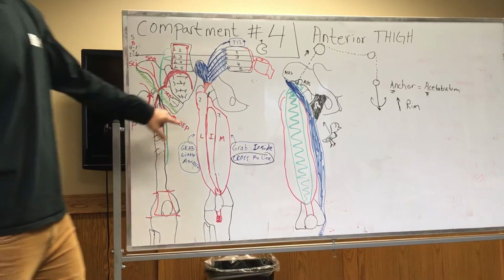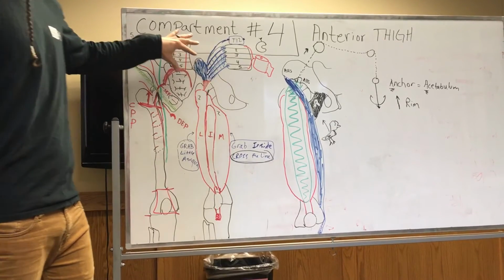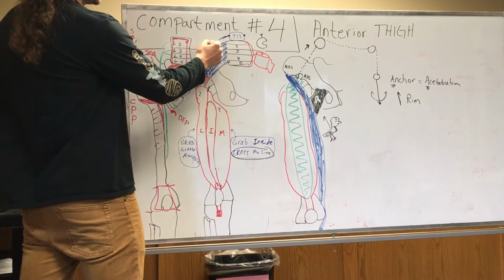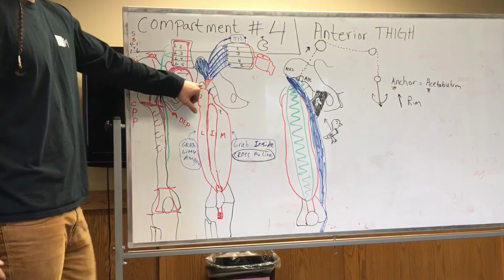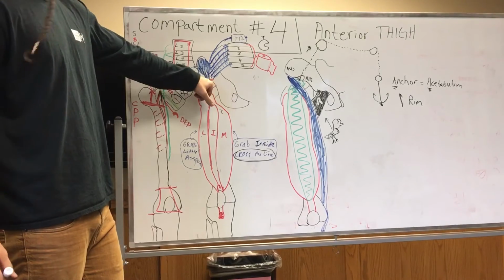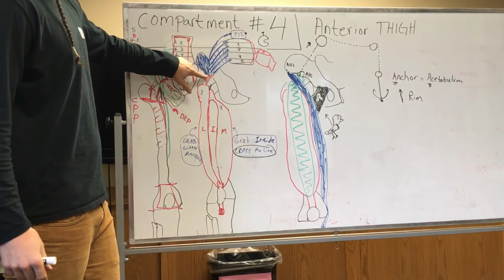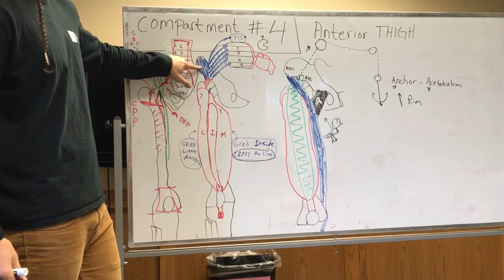The other two muscles that we included on this first layer of the deep muscles of compartment number 4 were going to be the two muscles that compose the iliopsoas, or the eye of IPA, which is in the femoral triangle. So the two muscles that compose the iliopsoas would be which two? The iliacus and the psoas major.